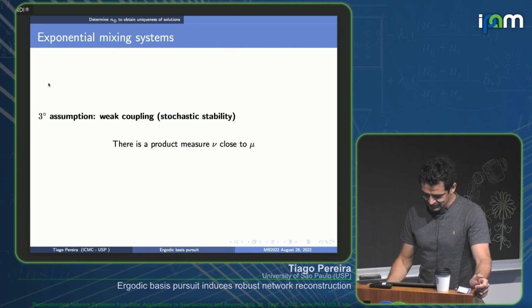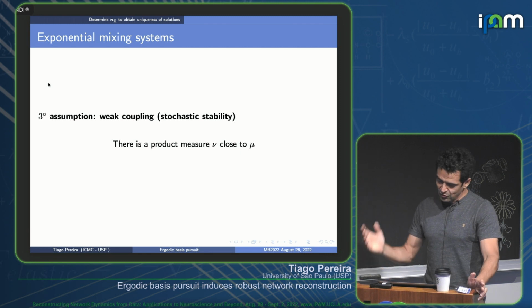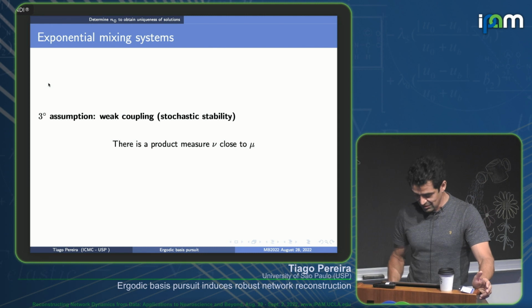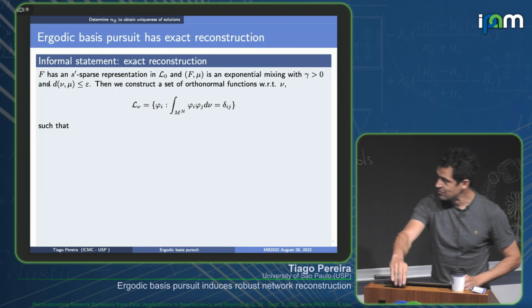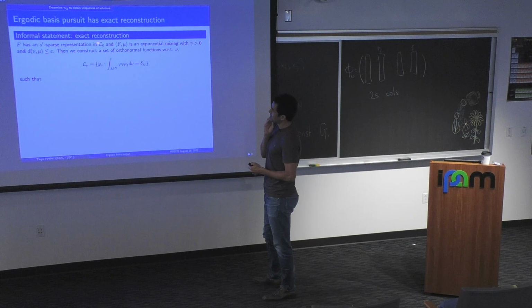So basically, if you're more mathematically minded, I'm looking for a system that has decay of correlations exponentially fast and is stochastically stable. So under these assumptions, I have the following theorem now to tell you. So the idea is the following. The original system has an S prime sparse representation in a given basis L naught, where my dynamical system is exponentially mixing.